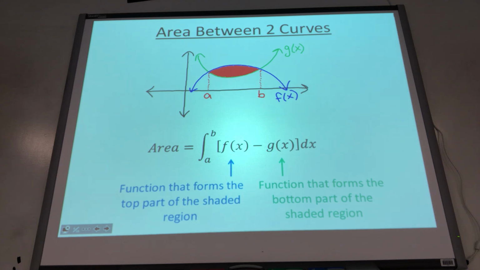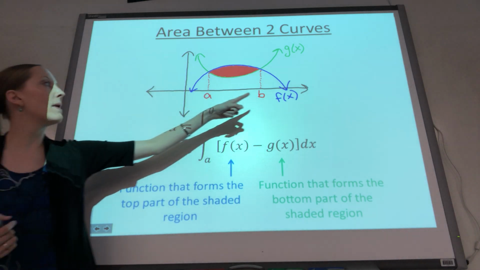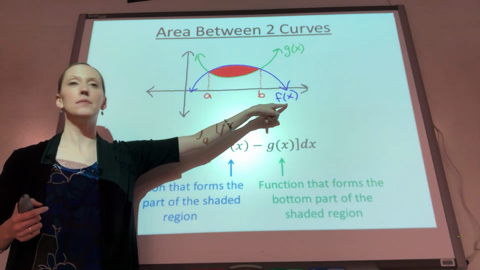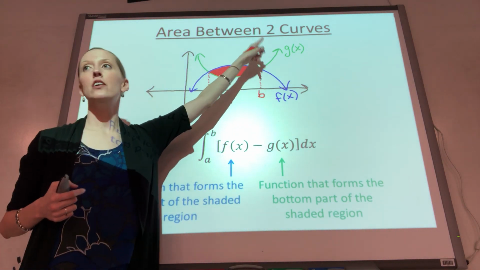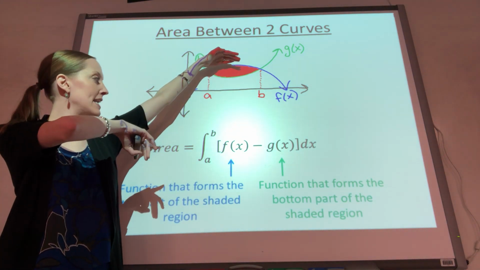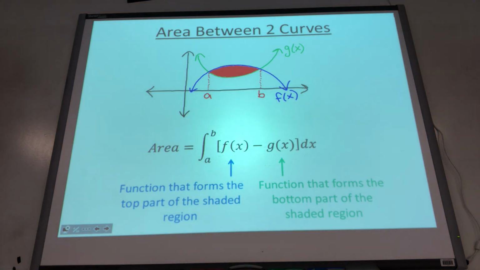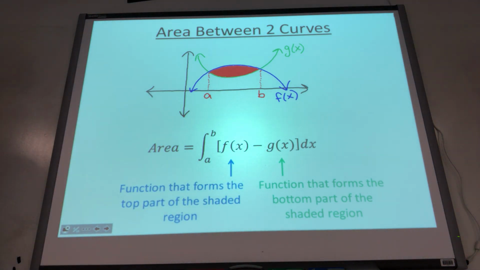So when you drew that picture in your notes, again, it's okay if you don't have the colors, but you need to make sure and label that is f of x. Make sure you put f of x with that, and that has to be g of x, because f forms the top minus g, which forms the bottom. So it's always top minus bottom. That's the order that you put your functions in.